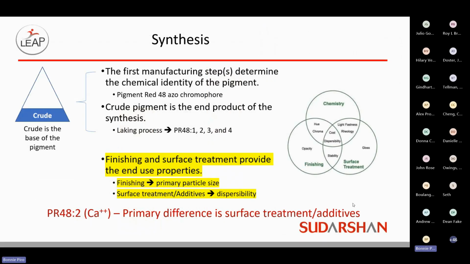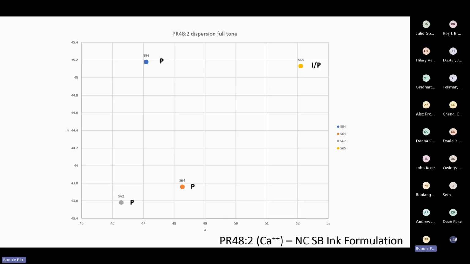Like we did with the other two application areas, we'll take a deep dive into the 48.2 products that we saw before. If we take a look at the dispersion full tone color spaces, here it's unique in one respect: all four products occupy unique positionings in the full tone color space. In the other two applications, we saw three of the four occupying a similar space and one product occupying a more unique space. In this formulation, all four products are unique amongst themselves.